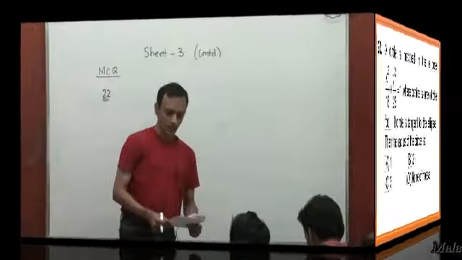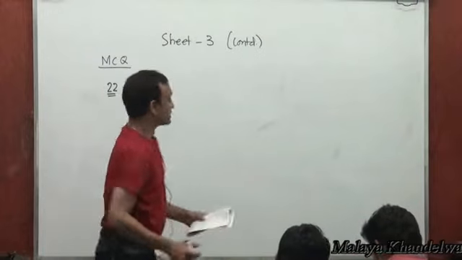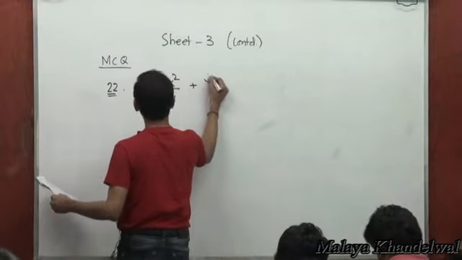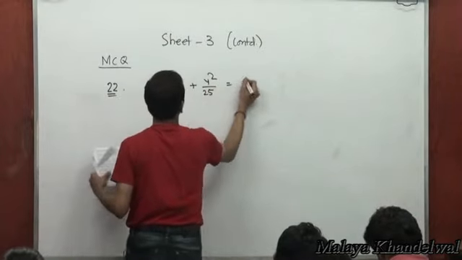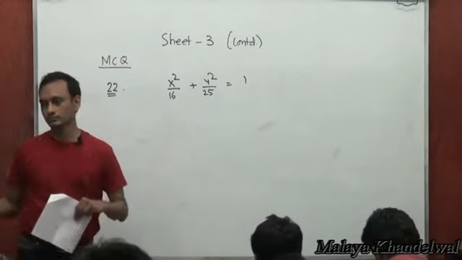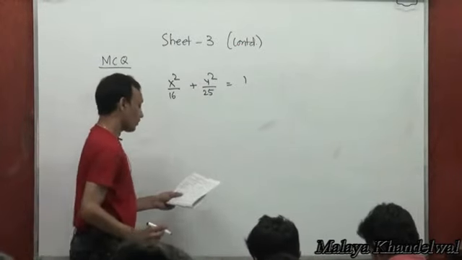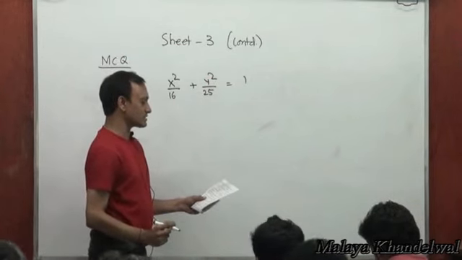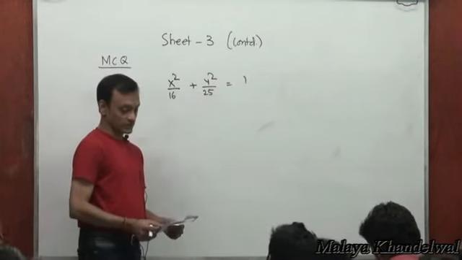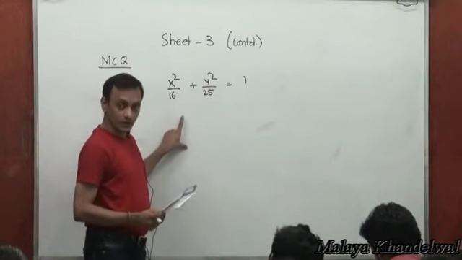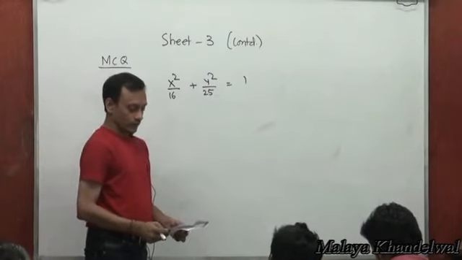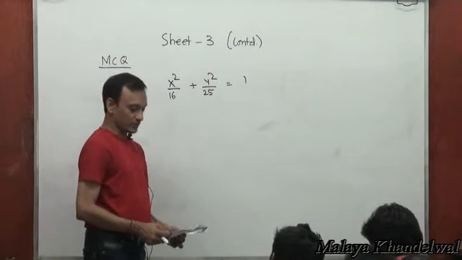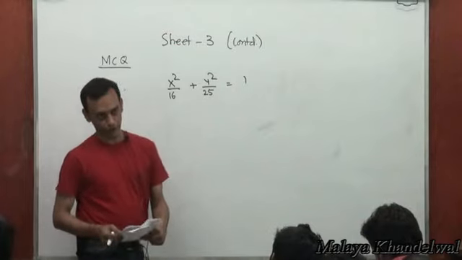A circle is inscribed in the ellipse x squared by 16 plus y squared by 25 equal to 1, right? With the center as one of its foci. The center of the circle is one of the foci of the ellipse. If a circle is tangent to the ellipse, then the radius of the circle is what we want to find out, right?